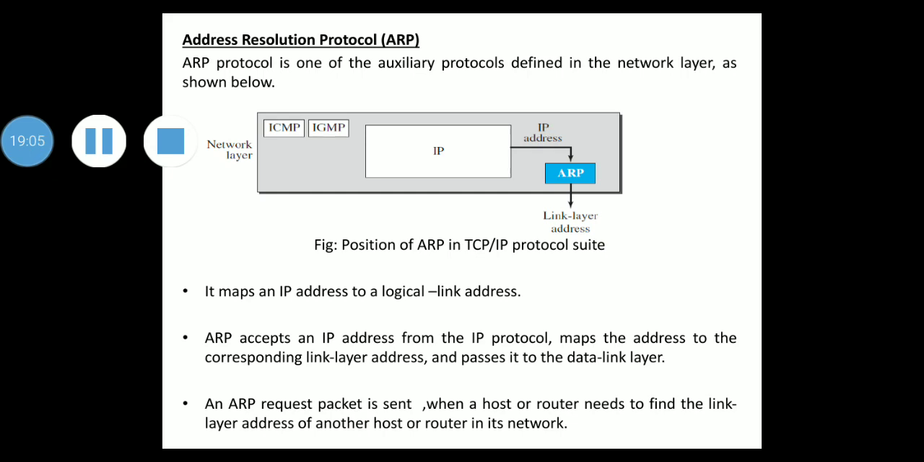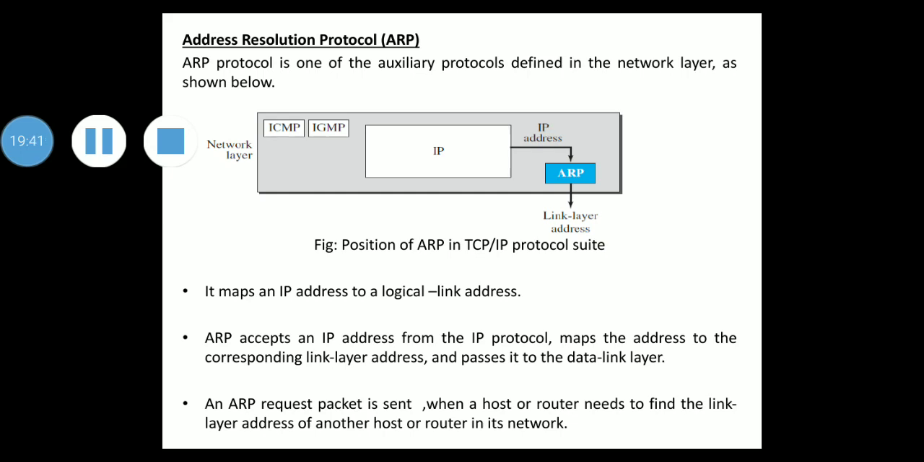The last router knows the IP address of the destination host, but knowing the IP address of the next node is not helpful in moving a frame through a link. There is a need for the link layer address of the next node. This is the time when the Address Resolution Protocol, ARP, becomes helpful.